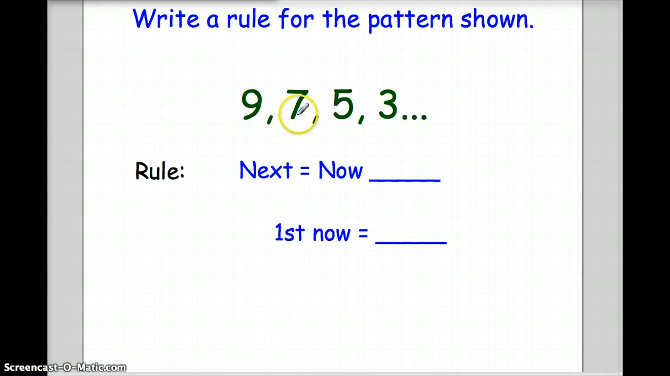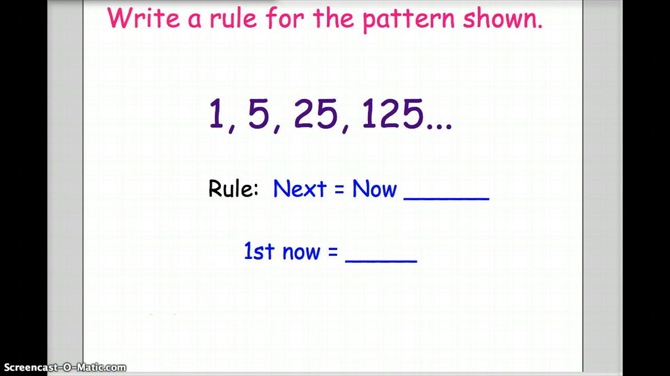Next pattern, 9, 7, 5, 3. Try this one on your own. Pause your video at this point. You should have gotten next equals now minus 2. First now is 9. For this pattern, try this one on for size. Pause your video at this time. This one is next equals now times 5. First now equals 1. Did you get it right?